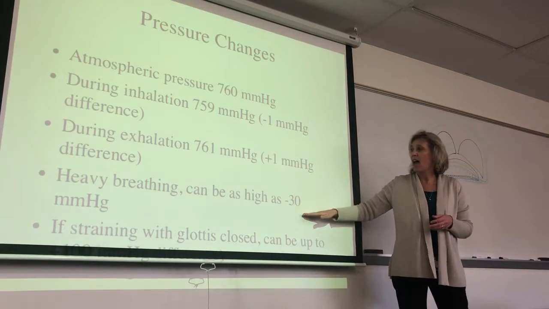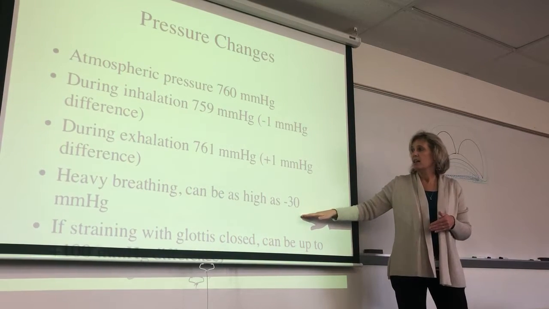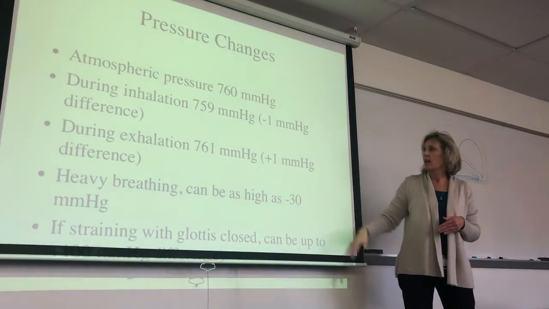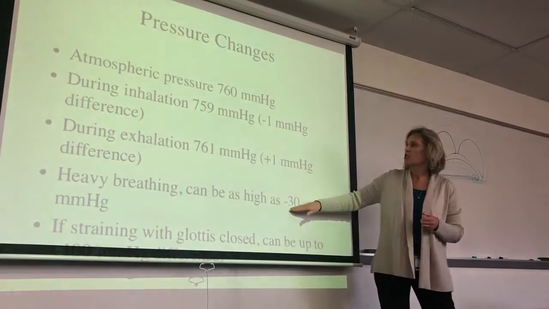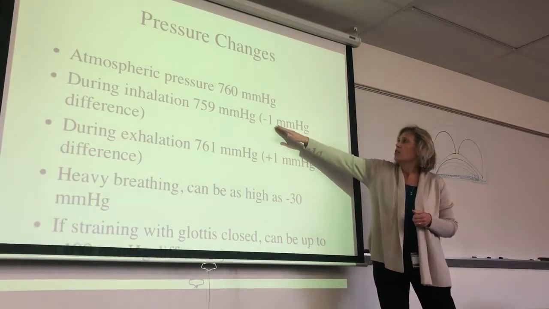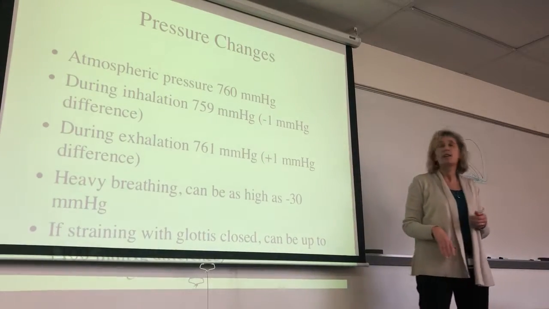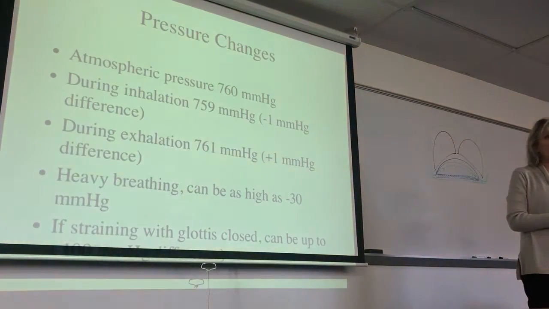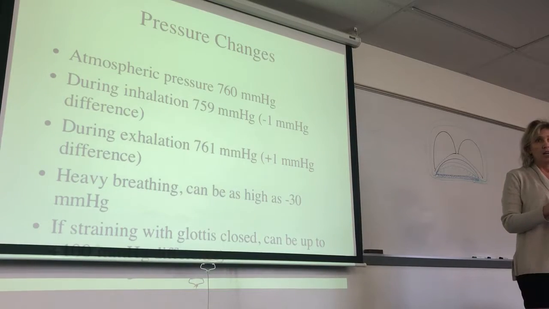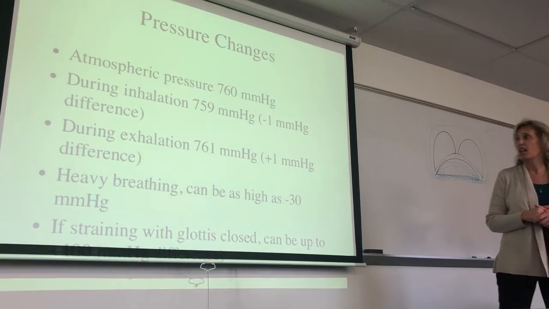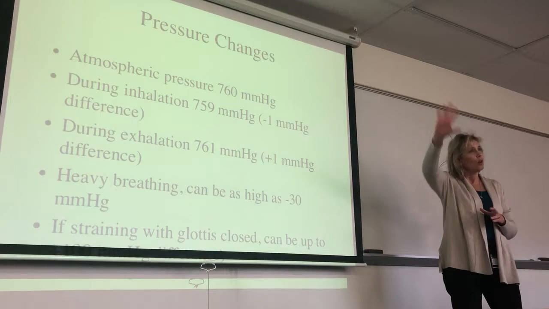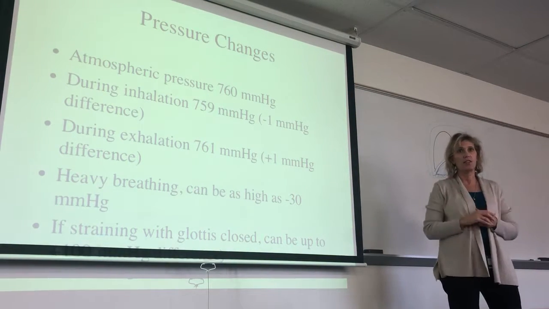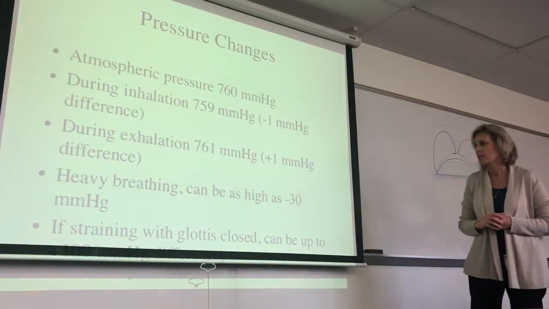Now, when you're breathing really heavy, during inhalation, that pressure, that -1 millimeter of mercury, can actually drop to -30 millimeters of mercury. So that's a big change in the difference between out here and in here. So it's 760 out here, 730 inside your lungs. Okay, so a big difference.